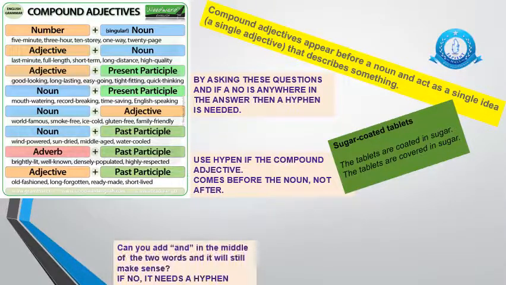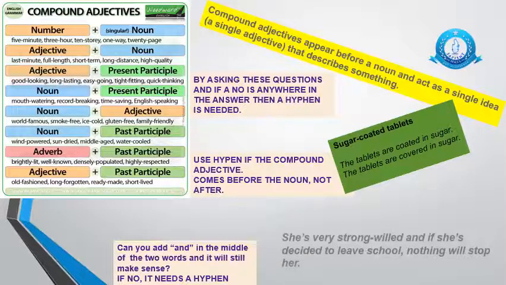Another question you can ask yourself, if you added "and" in the middle of those two words that you're using as a compound adjective, will it still make sense? If no, then it needs a hyphen. Because remember, we use two words at times and we ask ourselves questions, and that's when we know when to put a hyphen. Otherwise, sometimes you don't need a hyphen. So in this example, sugar-coated tablets, we ask ourselves, okay, can it be a sugar and coated tablet? Doesn't make sense, so we add a hyphen.